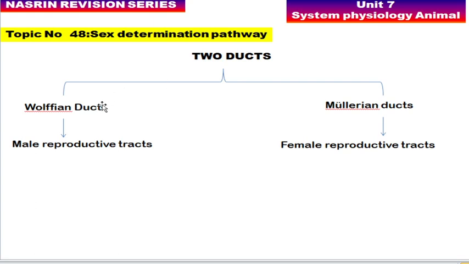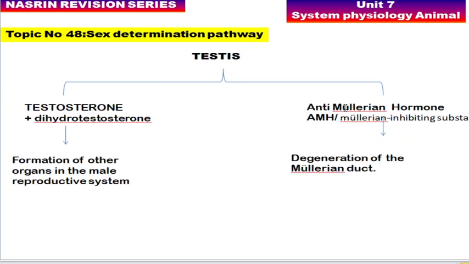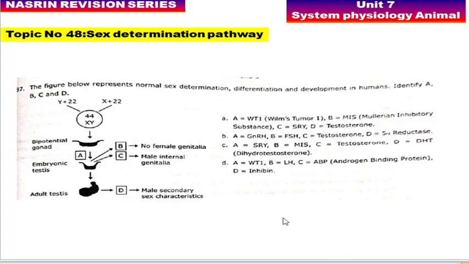So there are two ducts present in the embryonic gonad: the Wolffian duct, which is responsible for forming the male reproductive duct, and the Mullerian duct, which is responsible for forming the female reproductive duct. Next, the testis produces testosterone plus dihydrotestosterone, which are involved in forming other organs of the male reproductive system, and anti-Mullerian hormone, also called Mullerian inhibiting substance, which causes degeneration of the Mullerian duct.